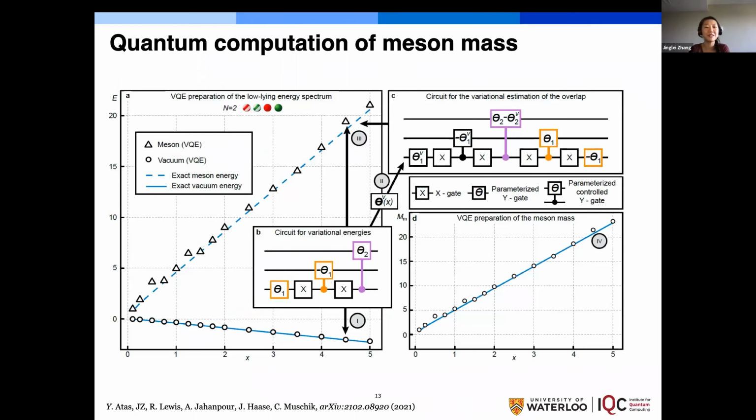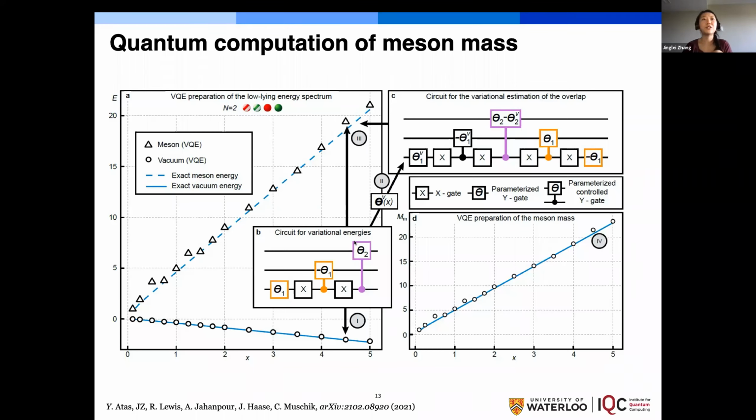As I said before, the meson is going to be a bit more complicated for a VQE because it is an excited state. So let me walk you through the various steps that we needed. So if you remember, first of all, we need to, and because this is more complicated, we did this with a very minimal choice for the lattice size, which is just n equal 2.